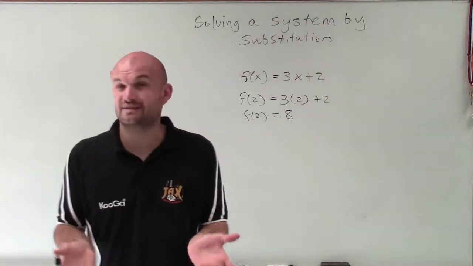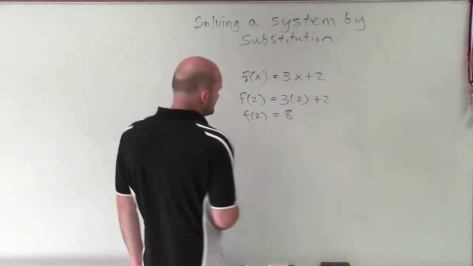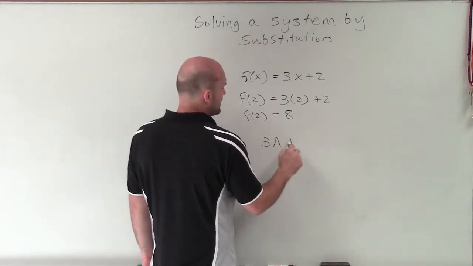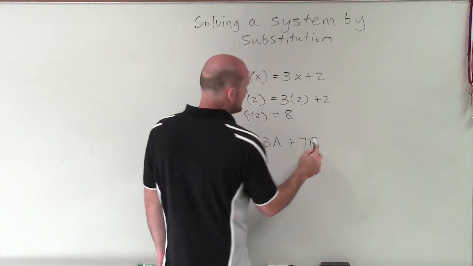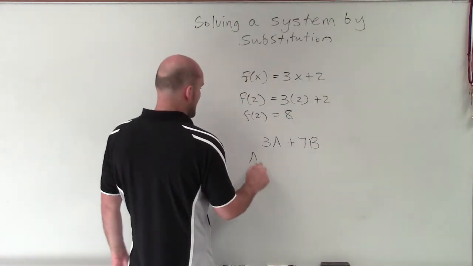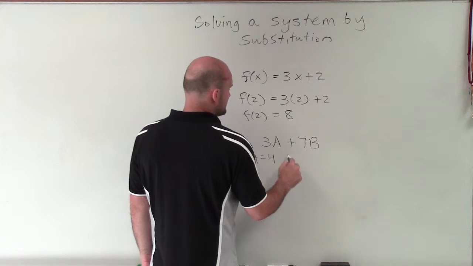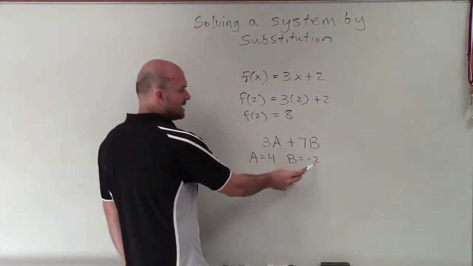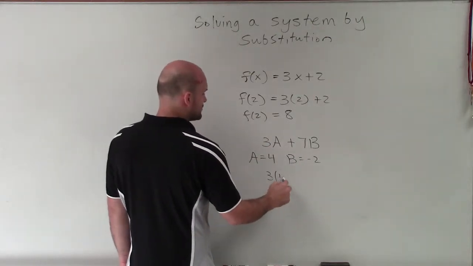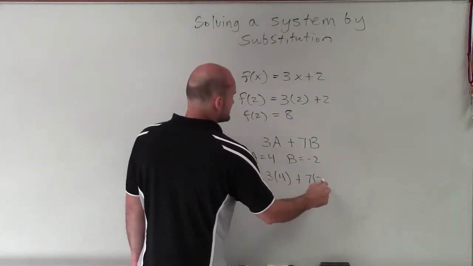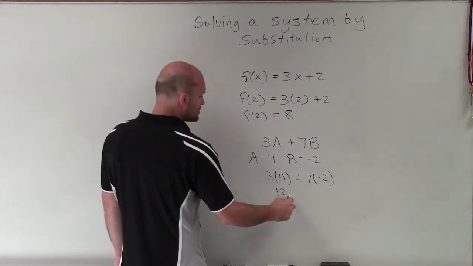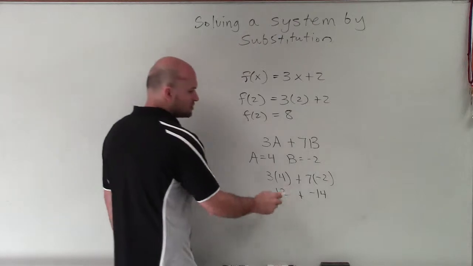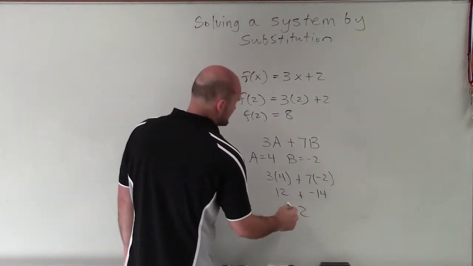And we came across this a lot of times, even when we were evaluating expressions. If I have 3a plus 7b, and I say evaluate this expression when a equals 4 and b equals negative 2, then what we do is we plug 4 in for a and negative 2 in for b. So it looks something like this: 3 times 4 plus 7 times negative 2. Well, 3 times 4 is 12. 7 times negative 2 is going to be negative 14. 12 plus negative 14 is negative 2.